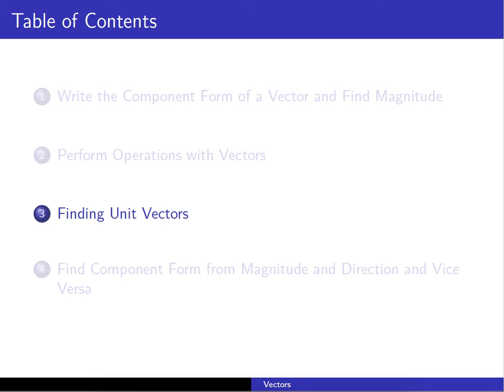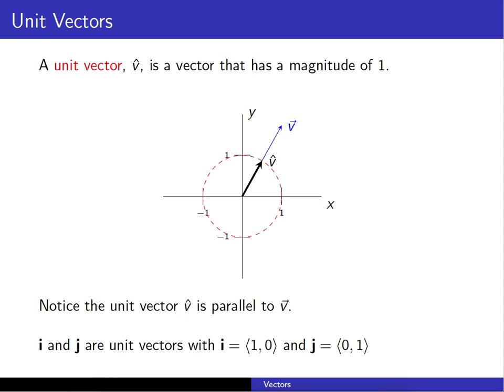Alright, in this video we're going to take a look at finding unit vectors and what those are. So a unit vector is a vector that has a magnitude or a length of 1. The notation for a unit vector is the vector name along with this little hat or caret symbol written directly above it. So here I have, for instance, vector v in blue, where the initial point is the origin and the terminal point is somewhere in the first quadrant.